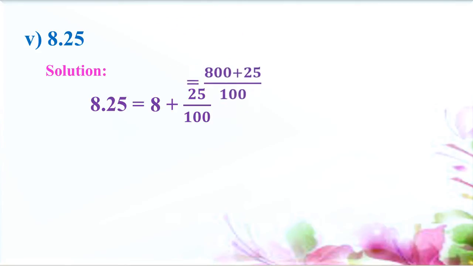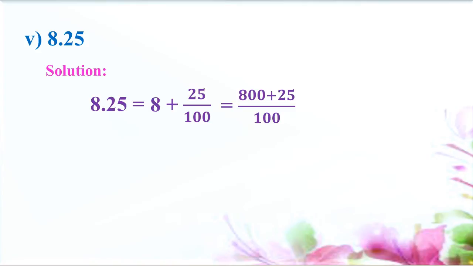8.25. That is, 8 is the whole number part and 0.25 is the decimal part. Am I right? So 8 plus 25 by 100. Now we want to find the LCM, that is 100. So change according to the LCM. We'll get 800 plus 25 divided by 100. So we'll get 825 divided by 100. The common factor is 25. When you simplify this one, we'll get 33. 33 25s are 825 and 4 25s are 100. So is there a common factor for 33 and 4? No. So we can write 33 by 4. That is the lowest form.